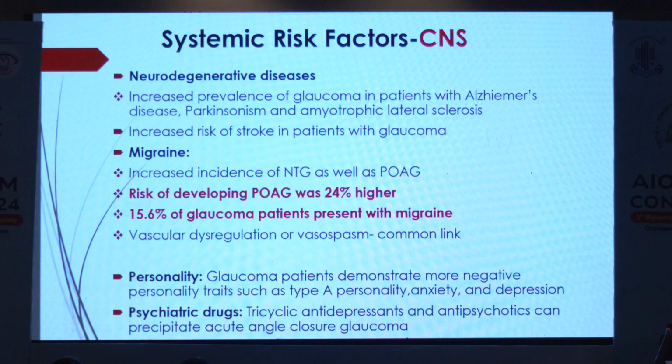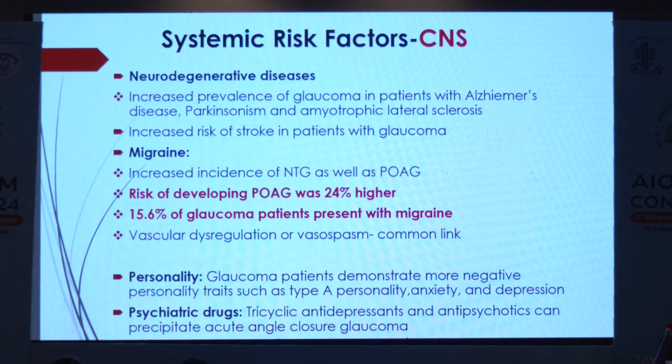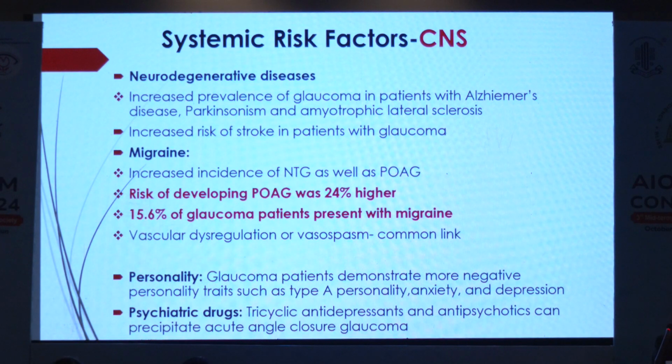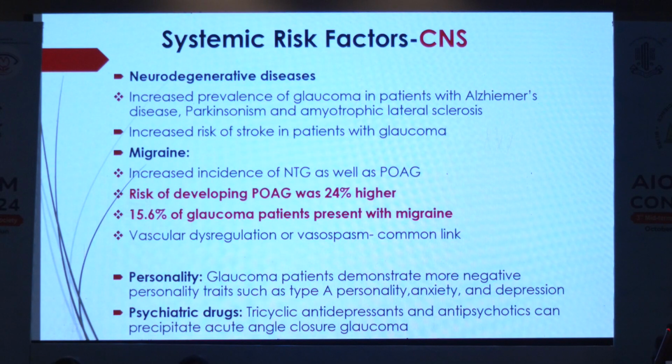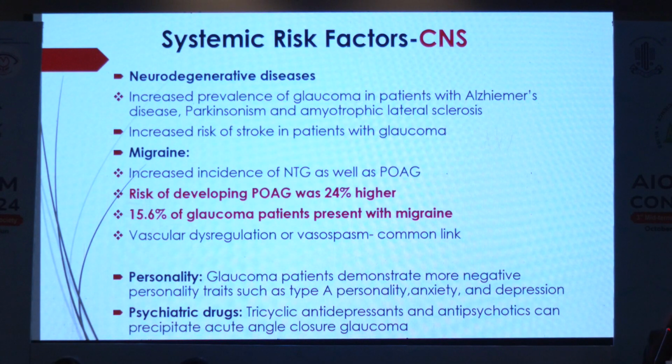Then we have the personality. People with type A personality, anxiety and depression may not actually develop more glaucoma, but obviously glaucoma patients tend to develop these because the disease is a chronic disease, a disease which is not totally controllable. So obviously these traits become more manifest in patients who are already suffering from glaucoma. And there are certain drugs we all know which can induce acute angle closure glaucoma in eyes which have a predisposition, like tricyclic antidepressants and other antipsychotics.